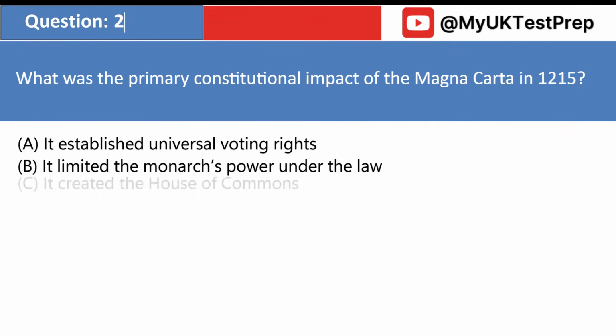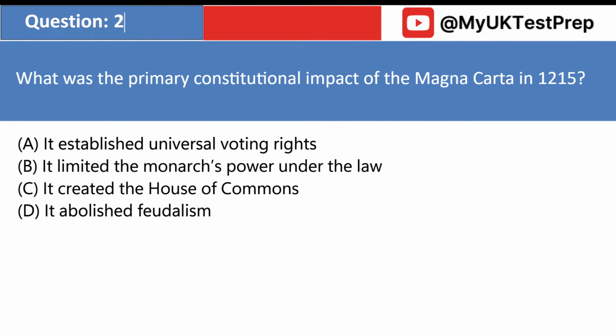What was the primary constitutional impact of the Magna Carta in 1215? A. It established universal voting rights. B. It limited the monarch's power under the law. C. It created the House of Commons. D. It abolished feudalism. Answer: B.